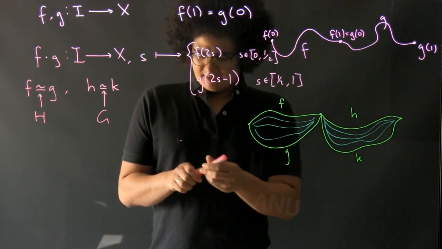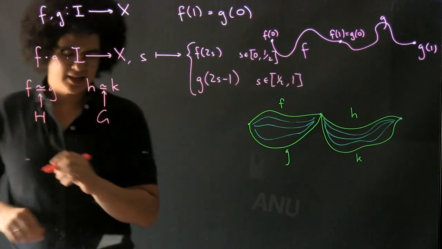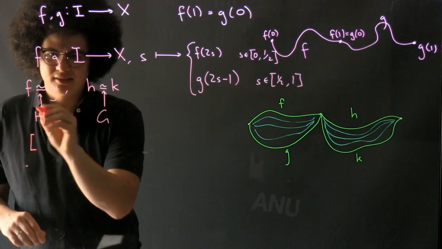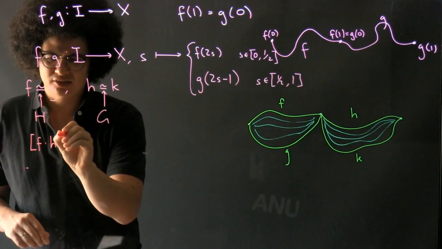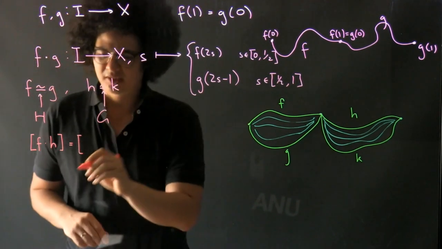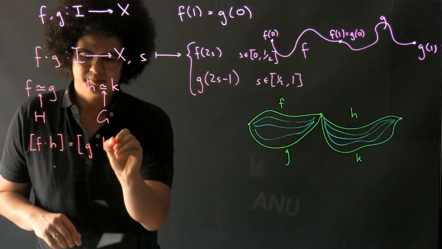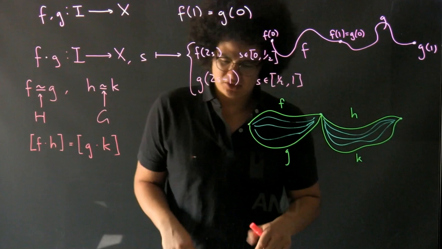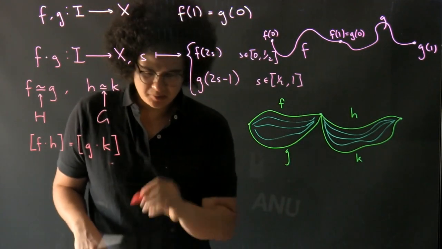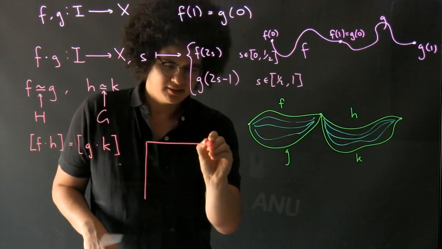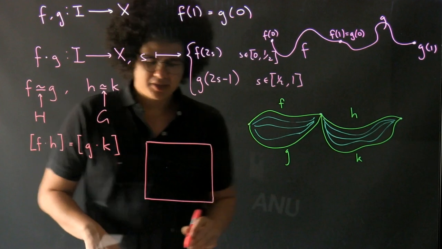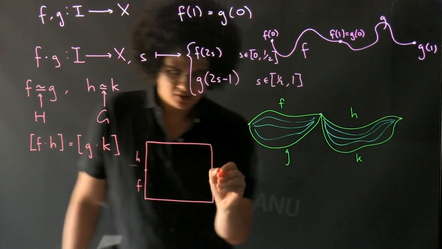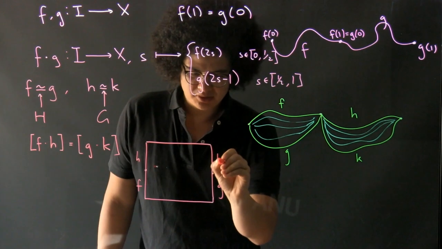And in saying that composition is preserved by homotopy, what I'm trying to say is that the homotopy class of f composed with h is the same as the homotopy class of g composed with k. So what does that mean? That means I need to find a homotopy between these two compositions. And the homotopy that we use, we take the I cross I, the interval cross the interval that we're mapping out of, and on one side we want f composed with h. On the other side we want g composed with k.